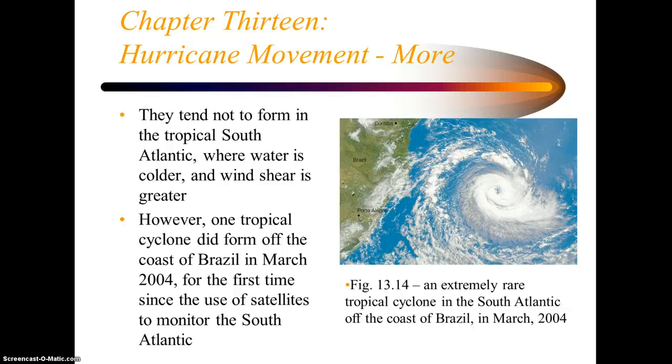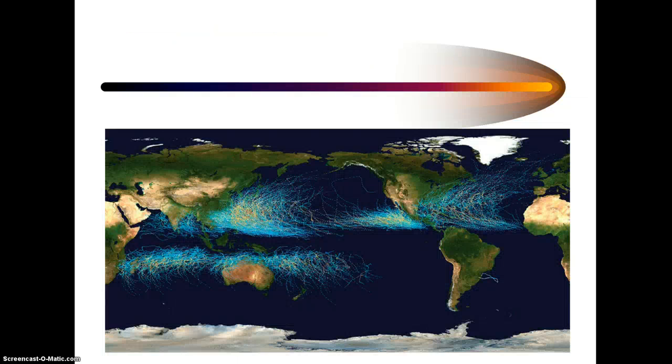They tend not to form in the tropical South Atlantic, where the water is colder and the wind shear is greater. But guess what? This is a picture from your book, figure 13.14. An extremely rare tropical cyclone that developed in the South Atlantic off the coast of Brazil in March of 2004. This is extraordinary. This March 2004 tropical cyclone in the South Atlantic, adjacent to Brazil, was the first one in the entire history that we've been using satellites to monitor the South Atlantic, which has only been several decades. So this was quite extraordinary.